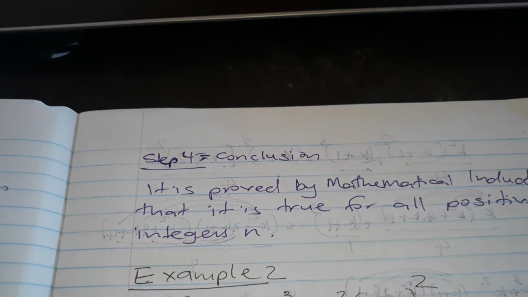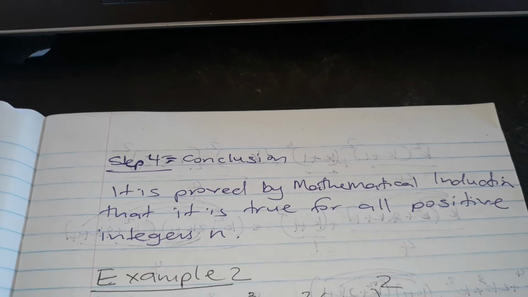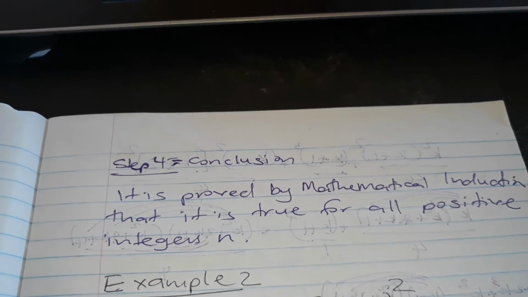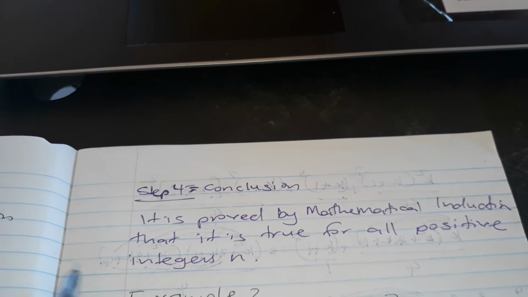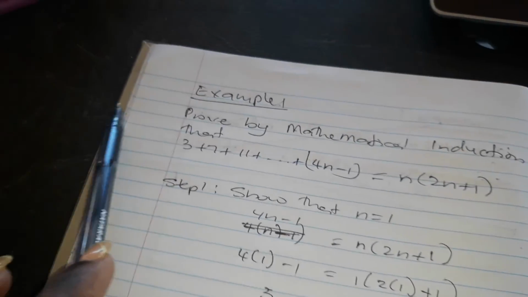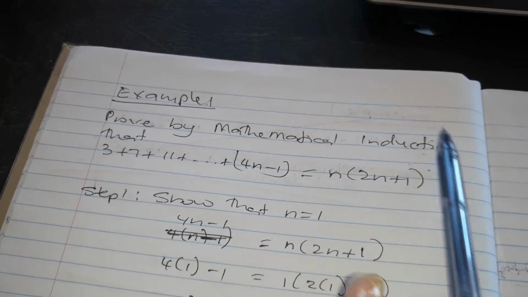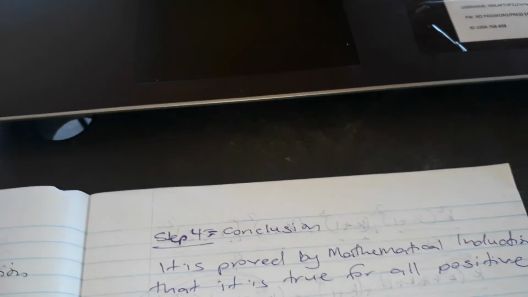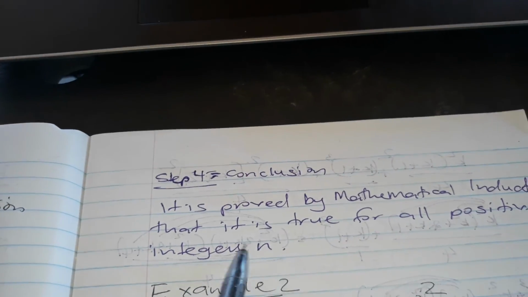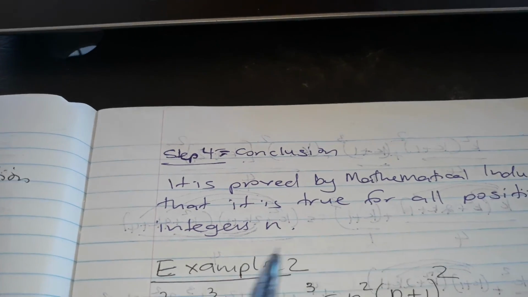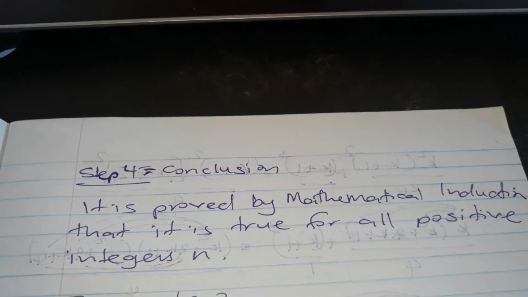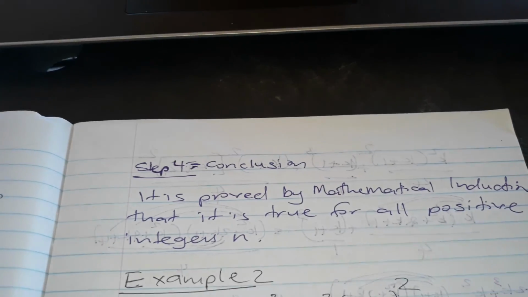In conclusion, there's one standard sentence that I will always use. It is proved by mathematical induction that this entire expression is true for all integers n. Instead of the word "this", you can write that entire expression, which is equal to n into 2n plus 1, which is true for all positive integers n.